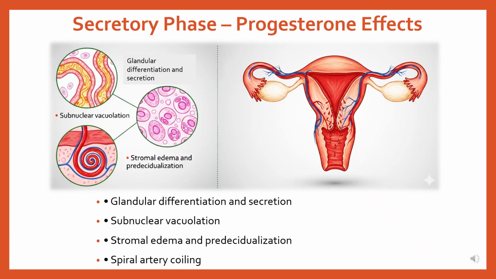After ovulation, progesterone from the corpus luteum transforms the proliferative endometrium into a secretory endometrium. Glands become tortuous and begin secreting glycogen-rich material. Stromal edema develops, followed by predecidualization of stromal cells. Spiral arteries coil and dilate. Progesterone stabilizes the endometrium and suppresses inflammatory and proteolytic activity.